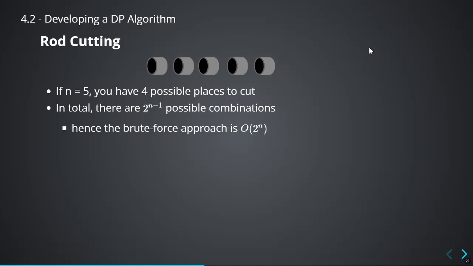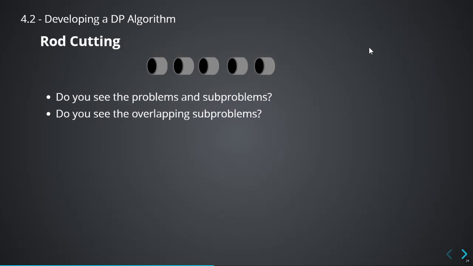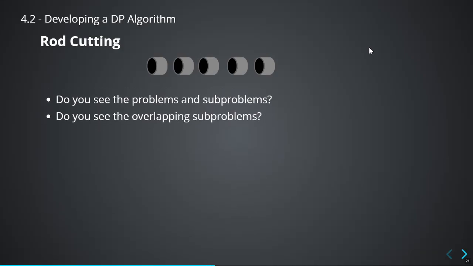So how can we do better? Well, we're going to use dynamic programming. But with dynamic programming, you gotta be able to see the problems and the subproblems. And then after that, you gotta see if there are overlapping subproblems. And sometimes this process is not that easy.